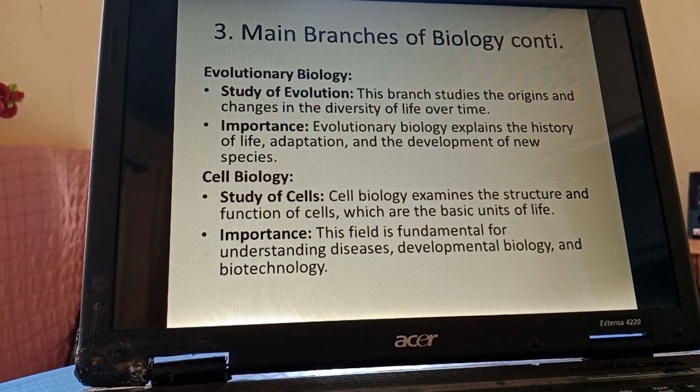So what is the importance of doing cell biology? This field is fundamental for understanding diseases, developmental biology, and what we had talked about, biotechnology. So you can see the branches are overlapping.